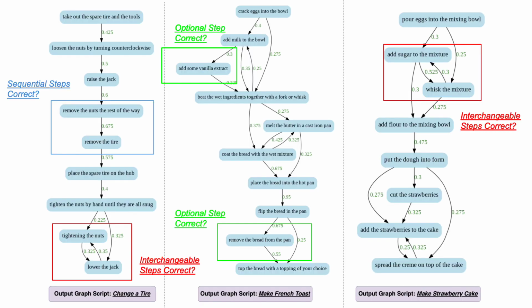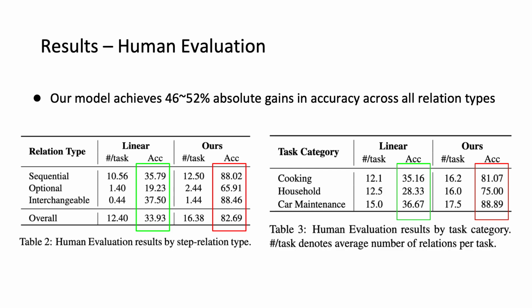Annotators have to look at each step in the graph script and determine whether all of its corresponding step relationships are labeled correctly. Human annotation shows our model consistently outperforming the baseline model trained on WikiHow linear scripts by large margins with respect to accuracy and expressiveness.